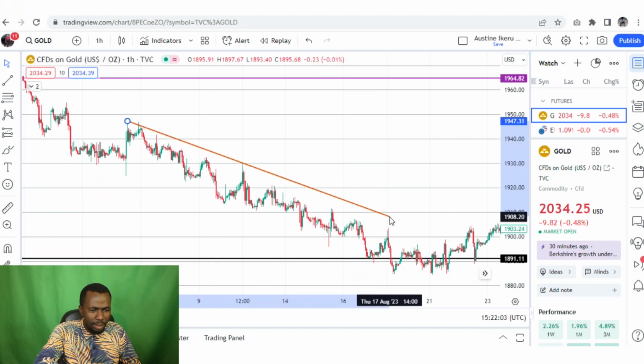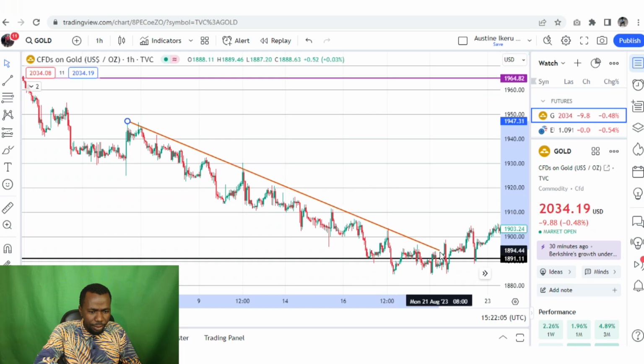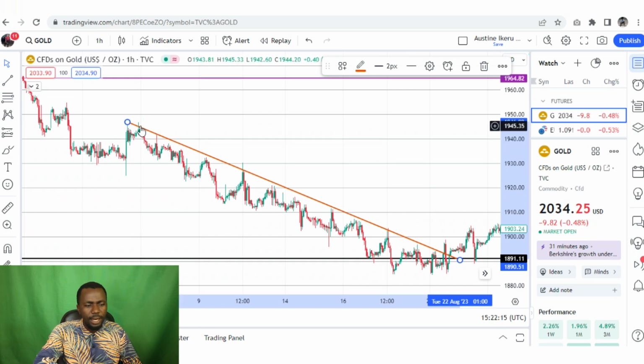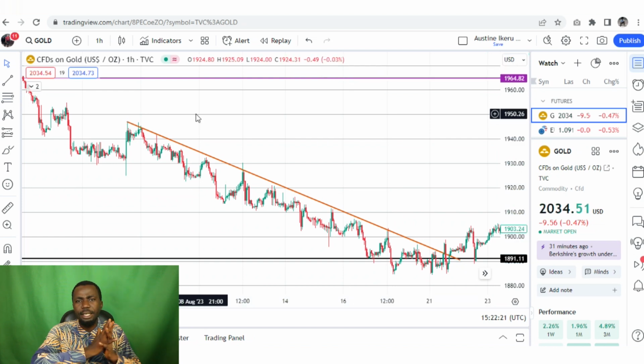Extend it to the future, right? You adjust it so that it will touch it well. Now you have connected your trend line. So what you have to do is, now that you have connected your trend line, you simply exercise patience and wait for price to come to your trend line.